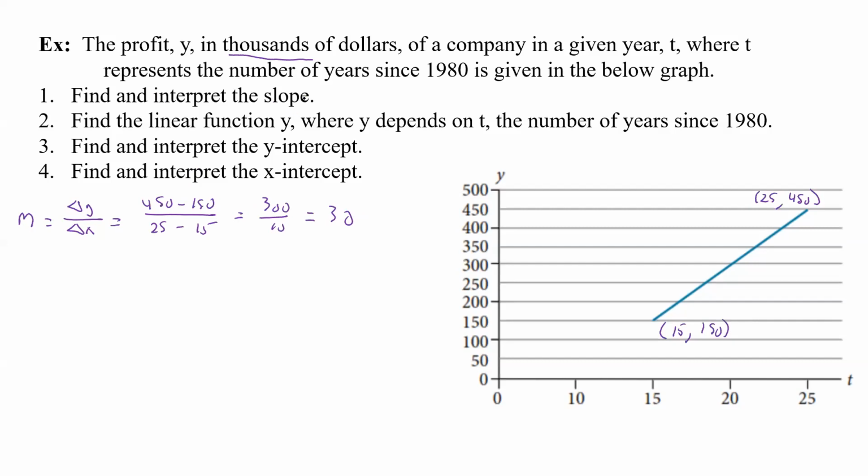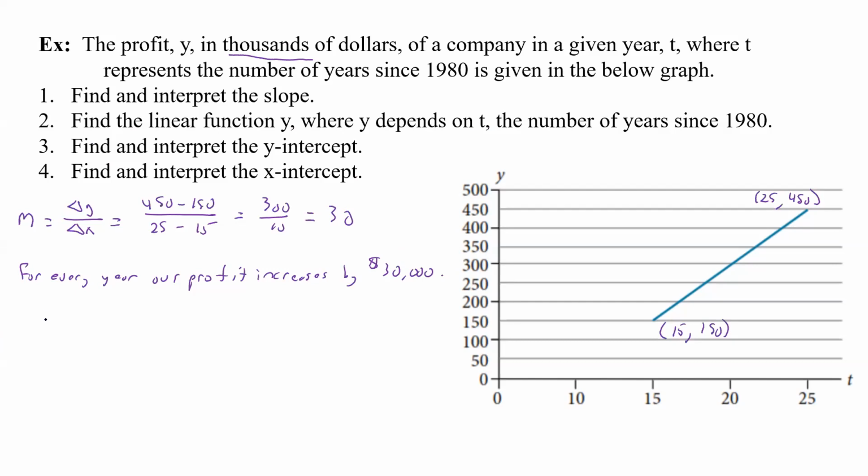So interpret the slope. Okay, well, that means that for every year, we gain basically $30,000. So for every year, our profit increases by $30,000, because remember, it's in thousands of dollars, so $30,000. All right, so we gain $30,000 every year in profit. What's the next one? It says find the linear function y where y depends on t.